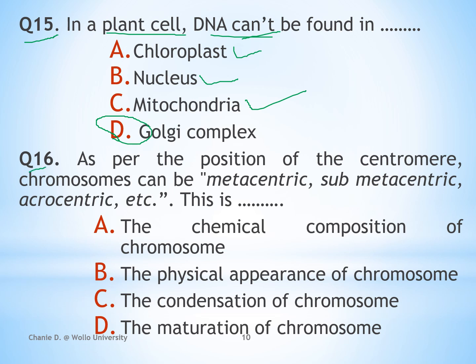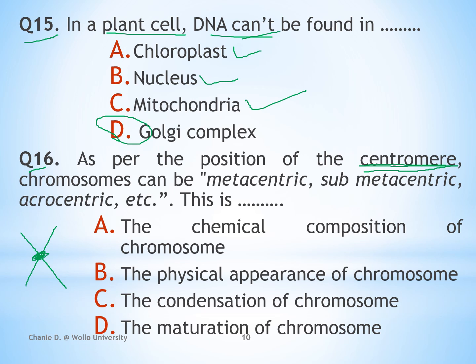Question number 16 says, as per the position of the centromere, chromosomes can be metacentric, submetacentric, acrocentric, etc. This is blank. In this question, we look at centromere as a keyword. Based on its location, we can classify chromosomes as metacentric, submetacentric, and acrocentric. Here, the centromere is the place where two sister chromatids cross over. This is one sister chromatid, this is the other sister chromatid. Therefore, this place is the centromere.